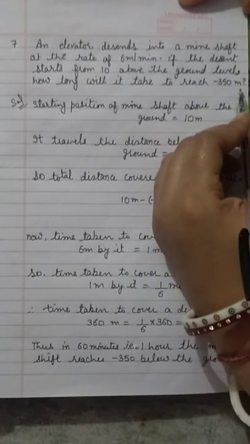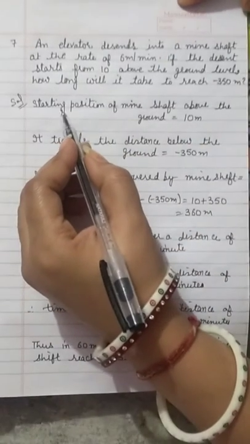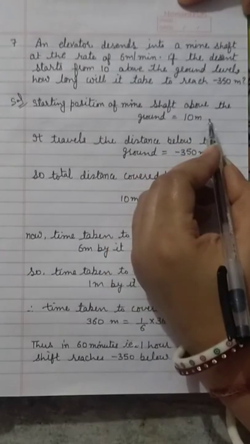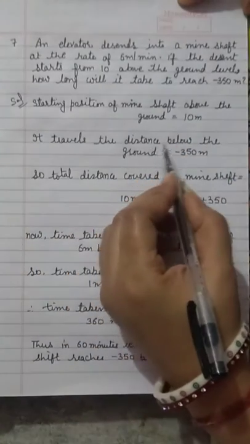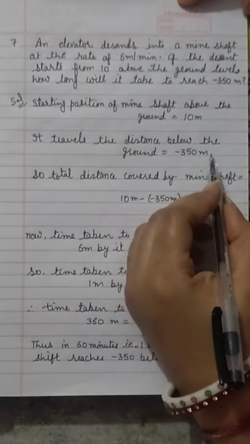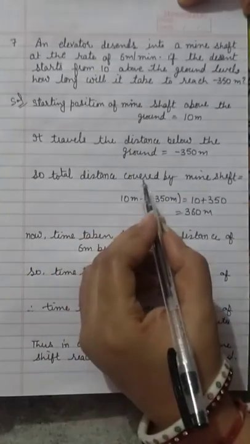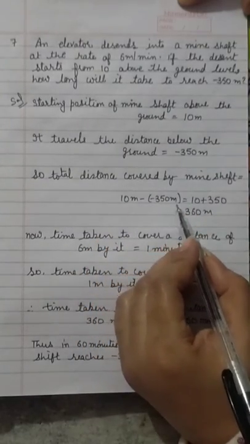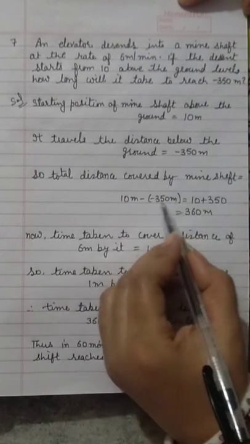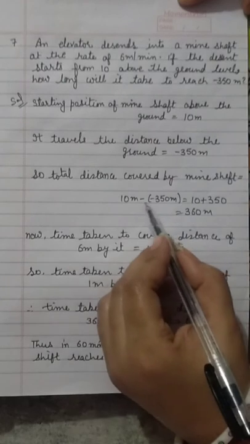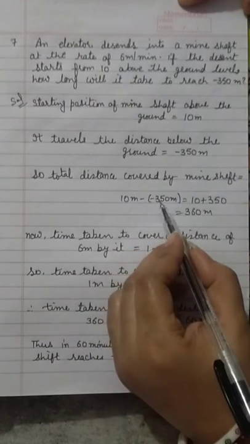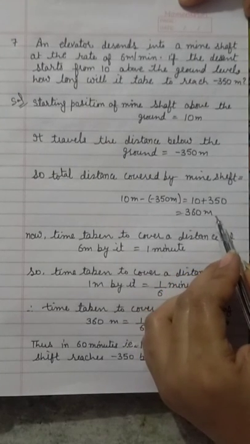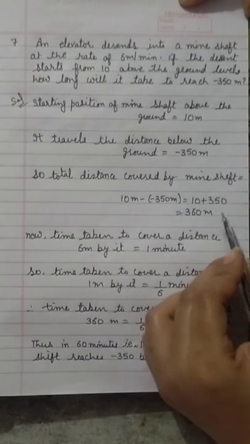So we'll find out how much time it will take to reach the distance of minus 350 meter. The initial position, the starting position of the mine shaft above the ground, is 10 meter, and it travels below the ground to minus 350 meter. So the total distance covered is 10 meter minus of minus 350 meter, because it moves in the opposite direction. 10 minus of minus 350 equals 10 plus 350, that is 360 meter. It is going to cover 360 meter distance.